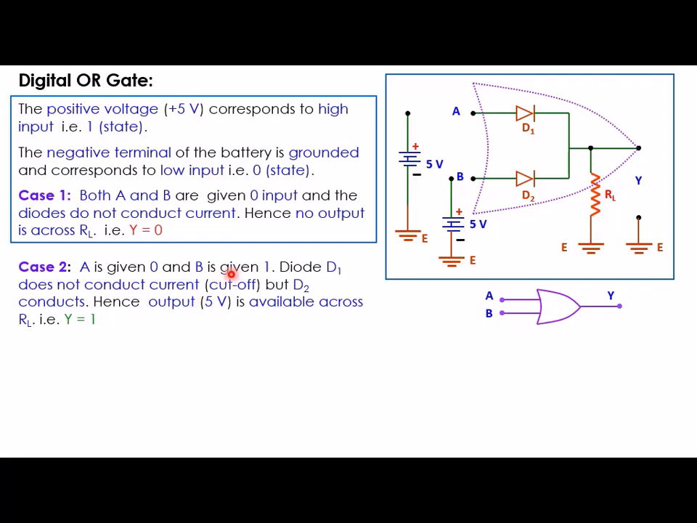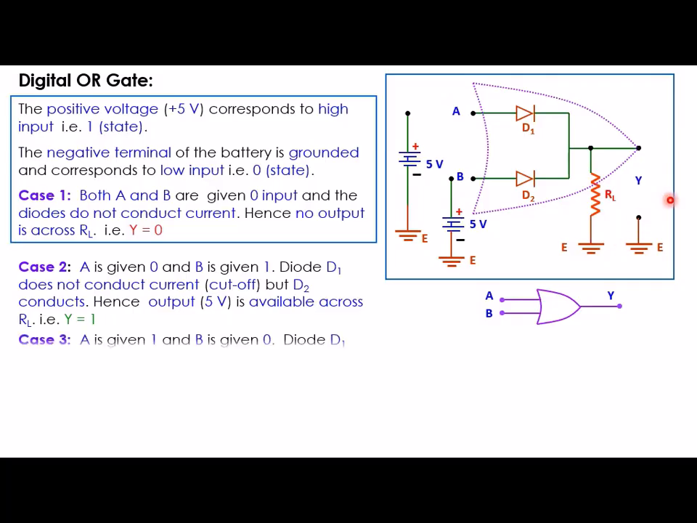So if A is given 0 and B is given 1, then diode D1 does not conduct current, which is in cutoff state, but diode D2 conducts. Hence output 5 volt is available across the load resistance RL, that is Y equals 1.